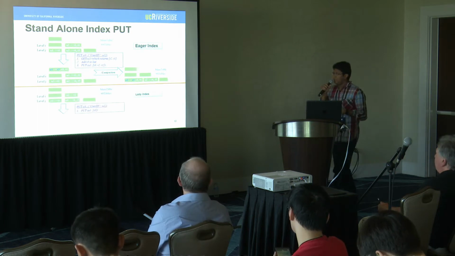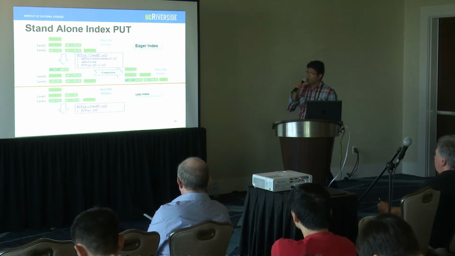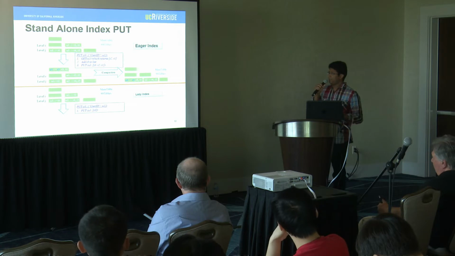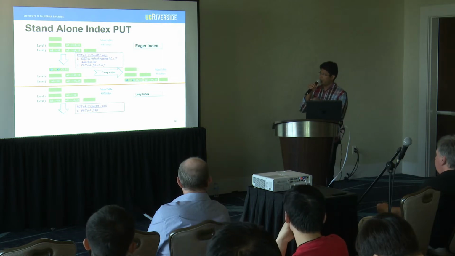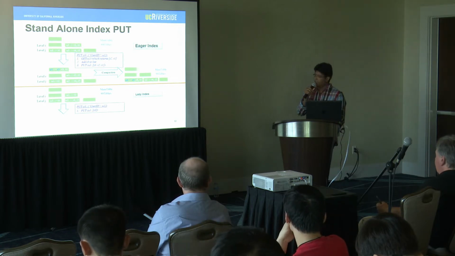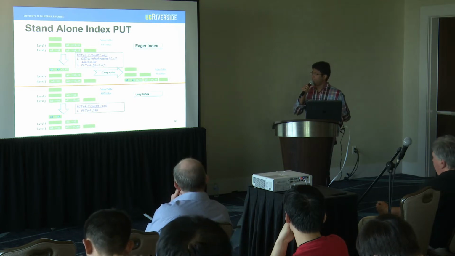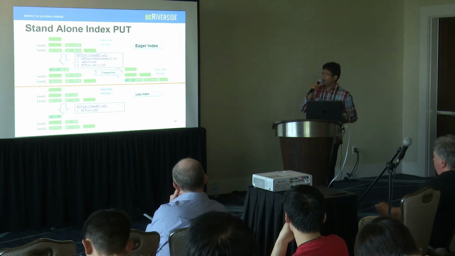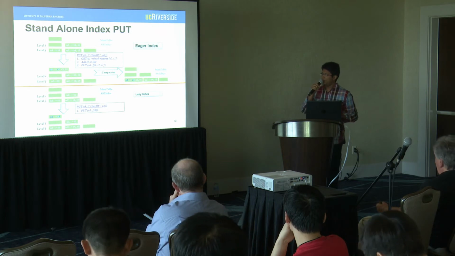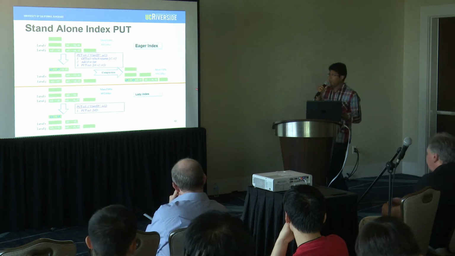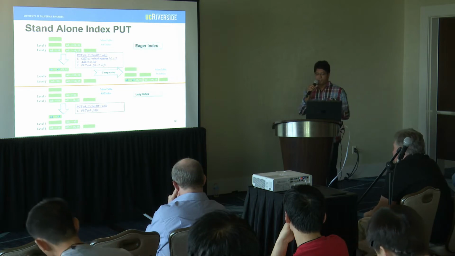The next is lazy index, where we do not issue any reads. We simply write U1 and T3 to the database. It will look like this. Now we can see that we have fragmented secondary lists throughout these different levels. So lookup or range lookup has to go through different levels.